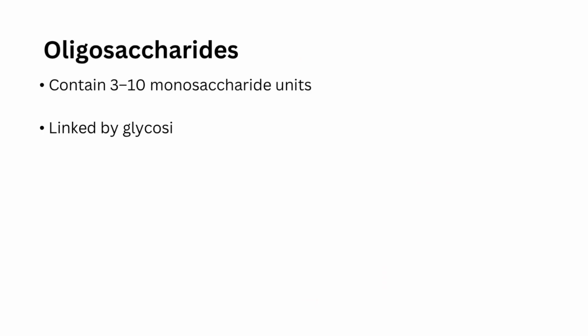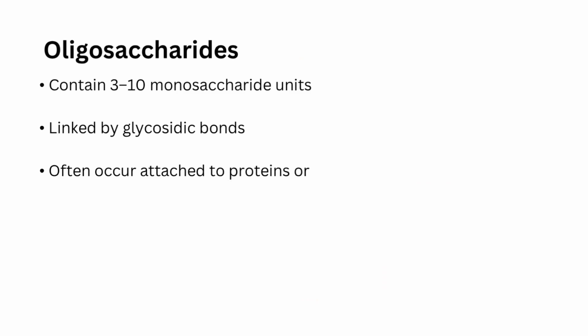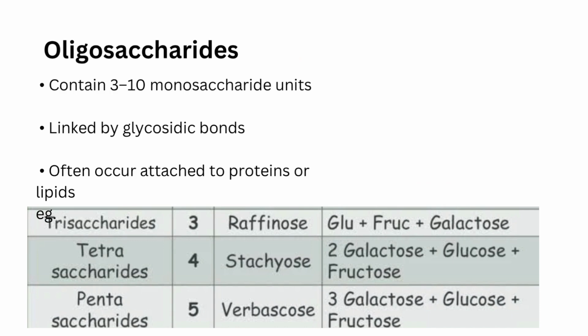The next carbohydrate is oligosaccharides. Oligosaccharides are composed of 3 to 10 monosaccharide units linked together by glycosidic bonds. They are intermediate between disaccharides and polysaccharides. Oligosaccharides are commonly found as a component of glycoproteins and glycolipids, where they play an important role in cell recognition and communication. These are a few given examples.